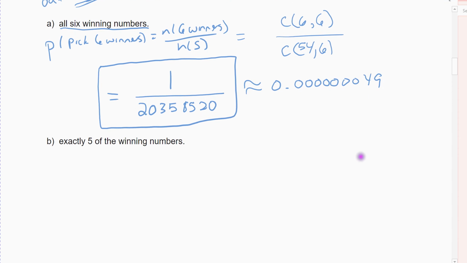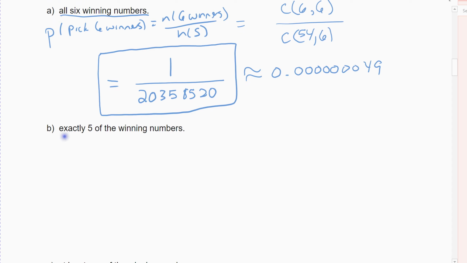Alright, so that's the probability of winning, getting all 6 numbers right. What's the probability they get 5 out of the 6 numbers? Exactly 5 winning. This one's tough because there's a hidden and statement. So the probability that you pick 5 winners. Well, it's the number of ways to get 5 winning numbers. But there's a hidden and statement.